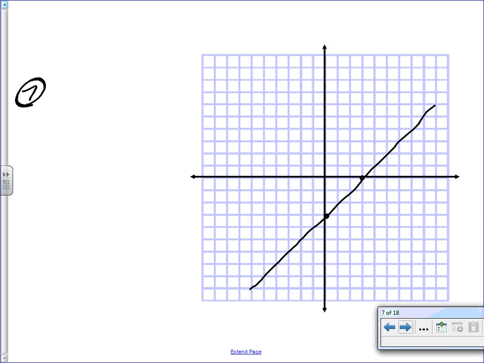For number 7, this time we're doing it in reverse. This time they gave you the line, and we're going to write ourselves an equation. So this is the line. I need to write an equation in this form right here, the slope-intercept form. So in order to do that, I need to find 2 things. I need to find the slope, and I also need to find the y-intercept. So let me find the slope first, the m. I'm going to pick 2 points. I'm going to use this point here and this point right here.